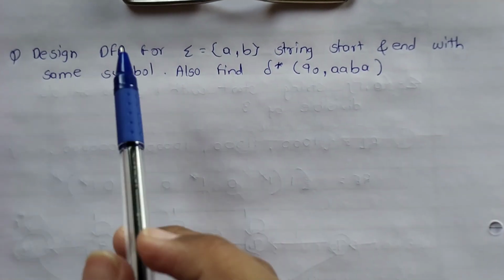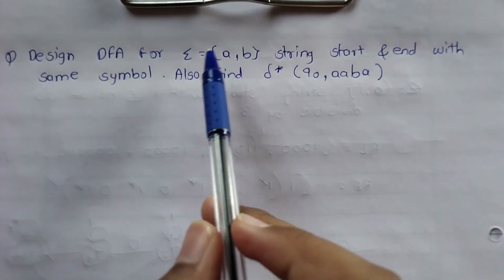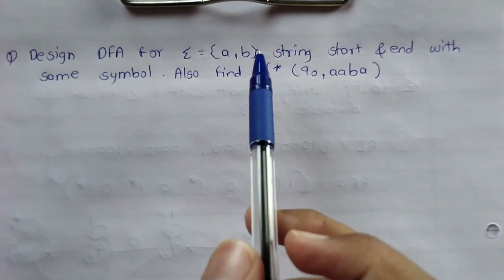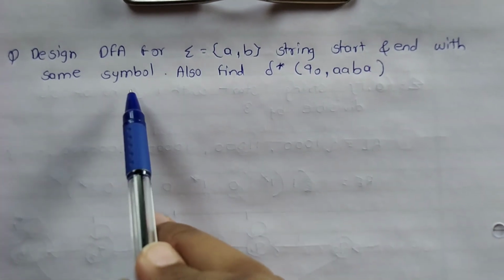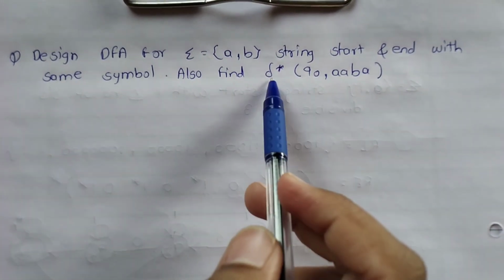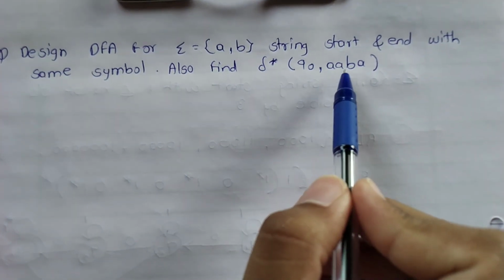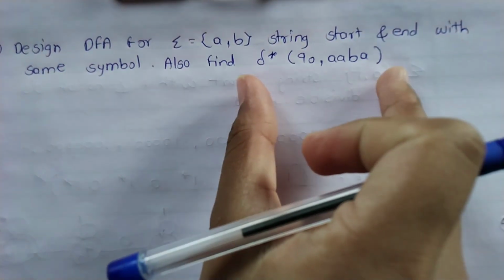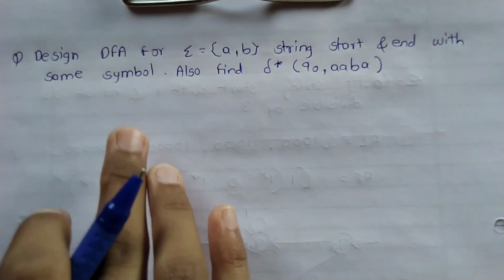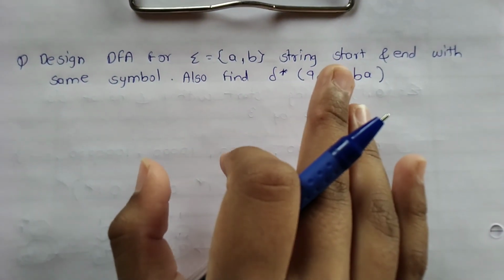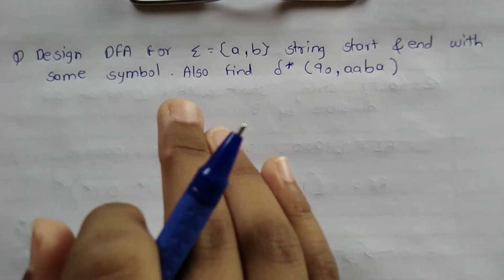So here, design a DFA for sigma {a, b}, meaning now our string contains the symbols a and b. The string starts and ends with the same symbol. And also find delta star of Q0, aabа. Now we see what this concept is also. First we start with our basics. So first we want to draw the strings which start and end with the same symbol.